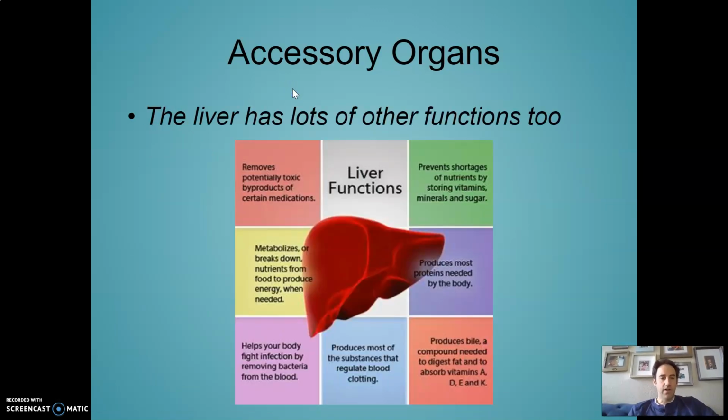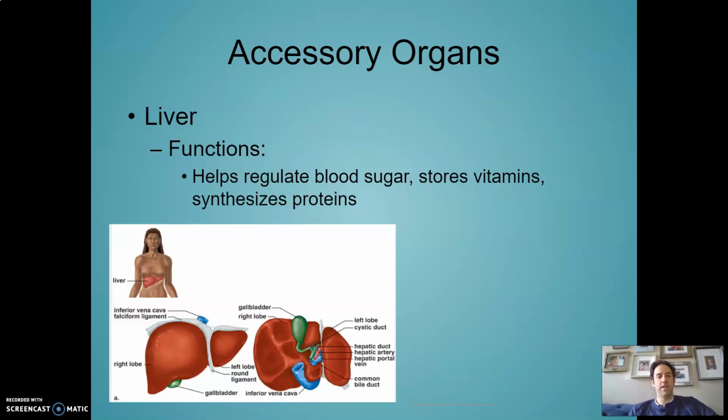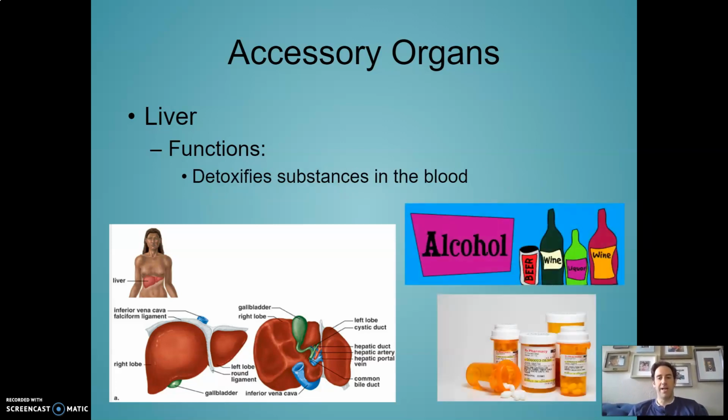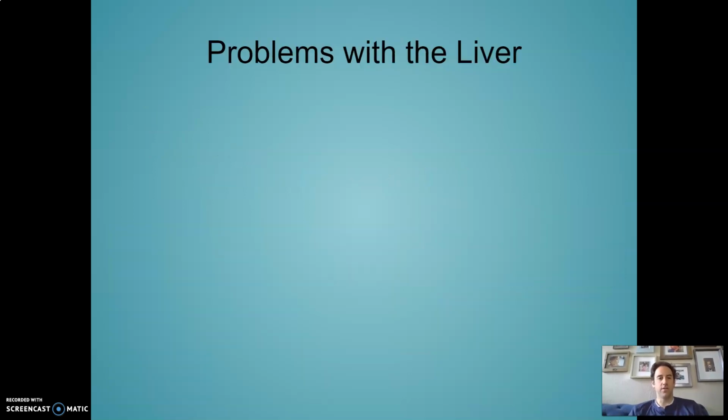The liver has a lot of other functions too. You can kind of read this screen, but here's a couple of them. It helps regulate blood sugar. It stores vitamins. It makes some proteins. It detoxifies substances in the blood. Alcohol and prescription drugs are both detoxified in the liver, and you may think, wait, a prescription drug? That's not a toxin. But your body doesn't know that. It just sees it as a foreign thing that doesn't belong, and so eventually a prescription drug will be broken down by the body, and that's why you have to take additional pills each day when you need that medication.